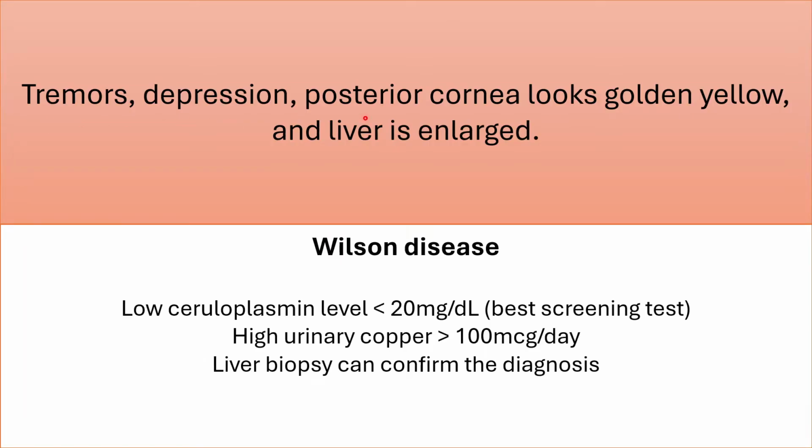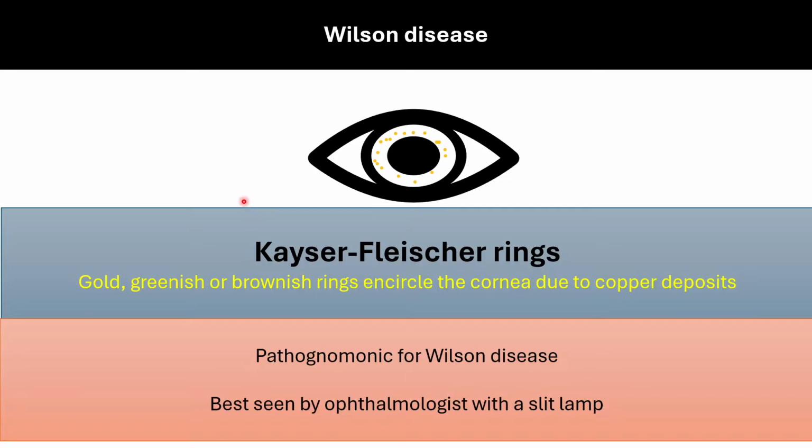Tremors, depression, posterior cornea looks golden yellow, and liver is enlarged is Wilson disease. In Wilson disease, the ceruloplasmin level is low, less than 20 milligrams per deciliter, and this is the best initial screening test. And high urinary copper more than 100, and liver biopsy will confirm the diagnosis.